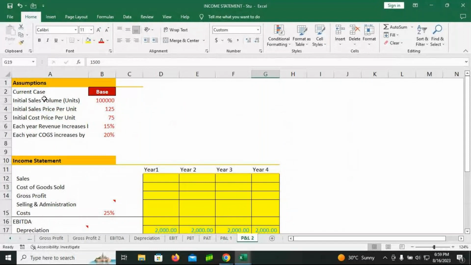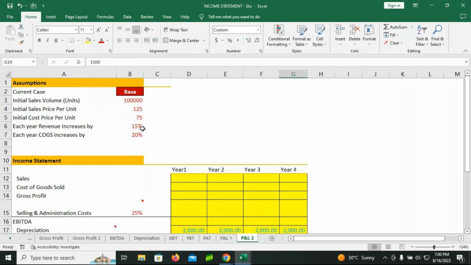So now here, the initial sales volume. Let's understand the question and then we will apply the calculations. Initial sales volume, that is units, is 10 lakh sales we have done. Initial sale price per unit: I have sold it at rupees 125 per unit. Initial cost price per unit: I have paid 75 rupees per single item to buy the goods. Each year revenue increases by 15%, so each year I need to show the increase in the volume of revenue, and each year COGS increases by 20%. As sales increase by 15%, in the same way COGS, the cost of goods sold, is going to increase from year to year by 20%.